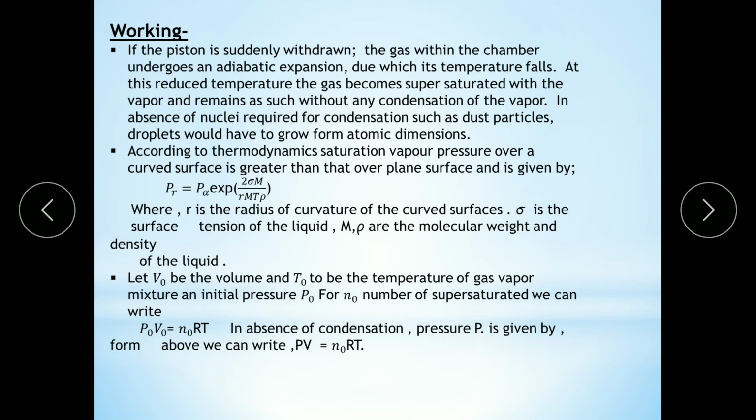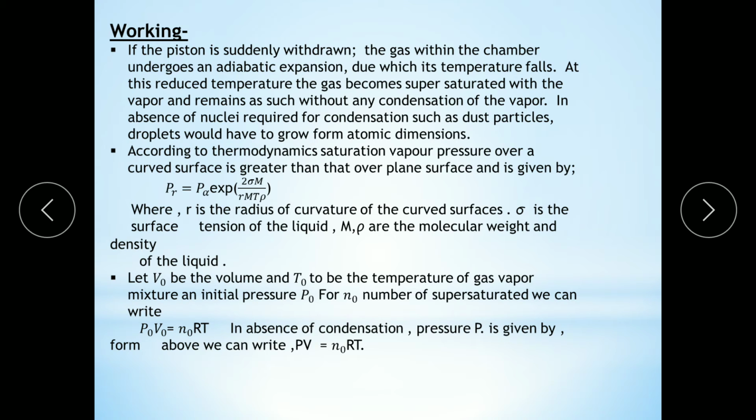Now see here, according to thermodynamics, the saturation vapor pressure over a curved surface is greater than that over a plane surface, and the supersaturation vapor pressure is given by this formula, where r is the radius of curvature, sigma is the surface tension of that liquid, and M and rho are the molecular weight and density of that liquid. Okay, sigma is the surface tension.